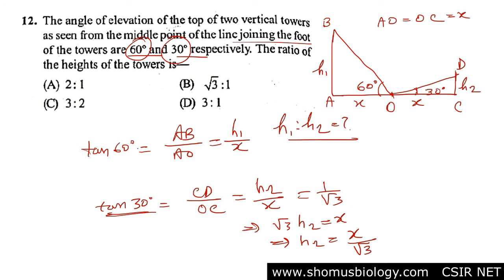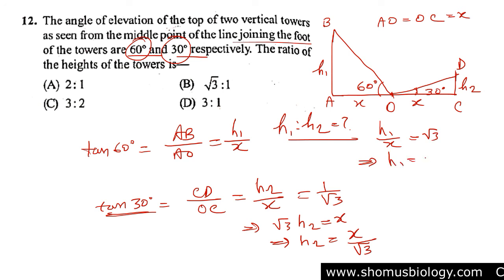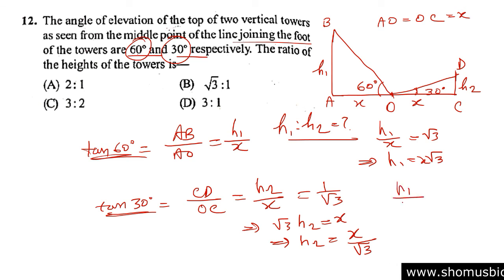For height 1, tan 60 degree. What is the value for tan 60 degree? Tan 60 degree is only root 3. So H1 by X equals root 3. So H1 equals root 3 X. What is the ratio of the heights of the tower for 60 degree and 30 degree respectively? The 60 degree tower means this one. The height is H1 by H2. So H1 is X root 3, H2 is X by root 3, isn't it?